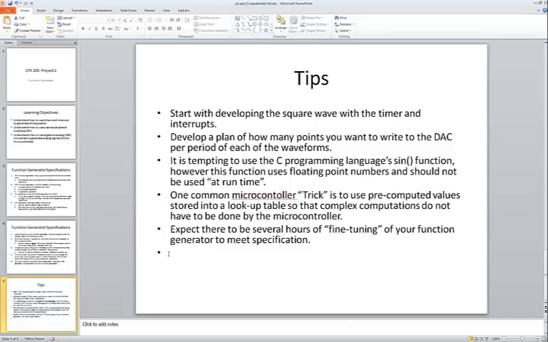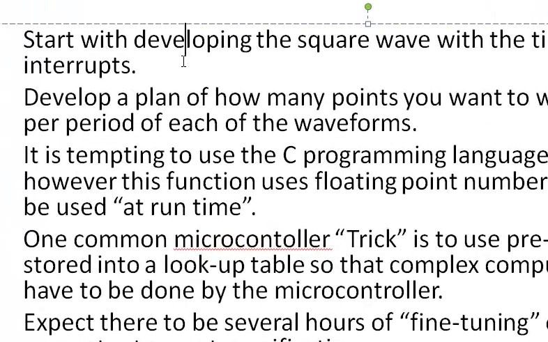A couple of tips with this: do try to start simple. Start with developing the square wave, because it's easiest with the timer, and just start getting that planned. You want to probably plan how many points you want to write to the DAC per period for each of the waveforms, and it's probably best if you keep that number constant. I'll talk a little bit more about that in just a minute.